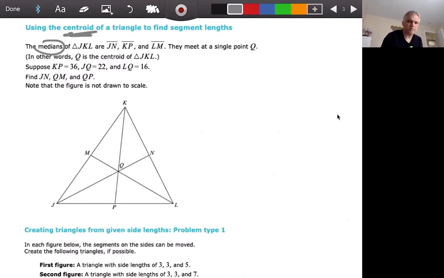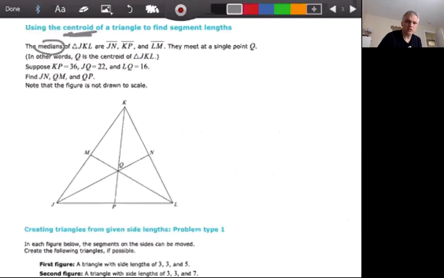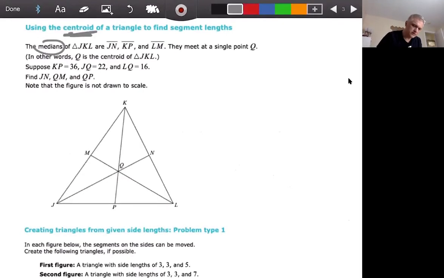All right, so for the centroid, let's look at what we're trying to find here. We are trying to find the length of JN. We want the length of QM and the length of QP.